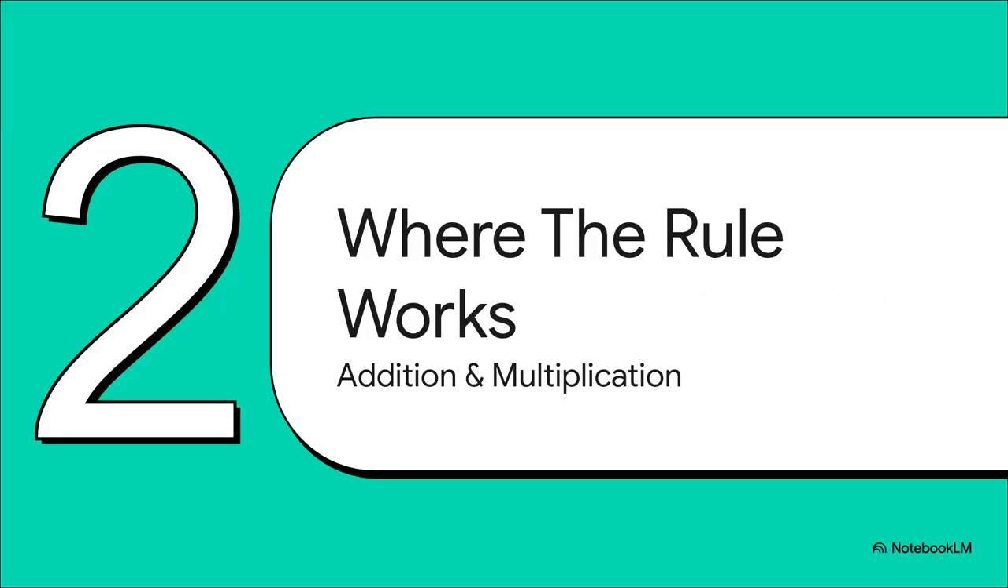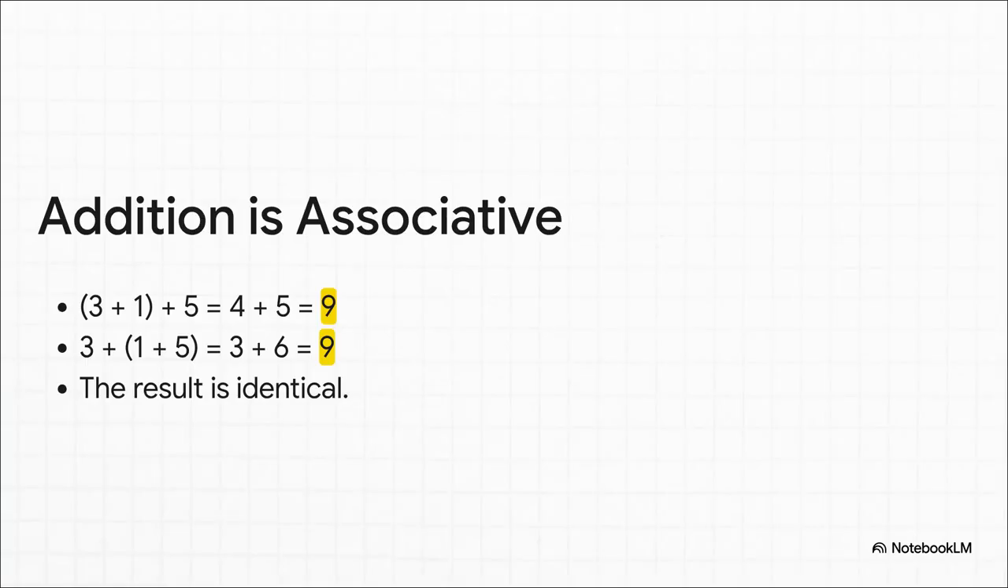Okay, so let's get really clear about this. Where does this rule actually work? Well, for starters, it works perfectly with addition. Let's take a look. If you group the 3 and the 1 first, you get 4. And 4 plus 5 is 9. Easy. Now, what if we group the 1 and the 5 first? That gives us 6, and 3 plus 6 is, you guessed it, 9. The final sum is exactly the same.